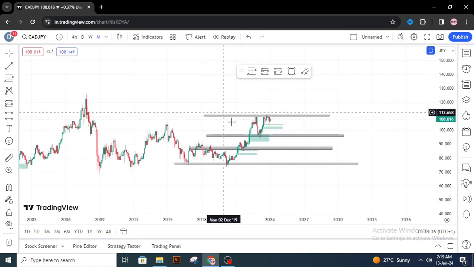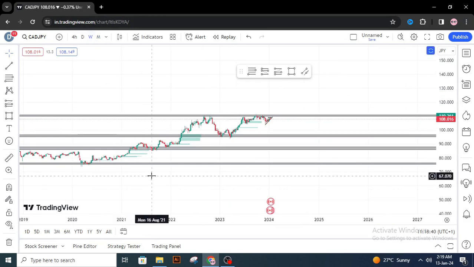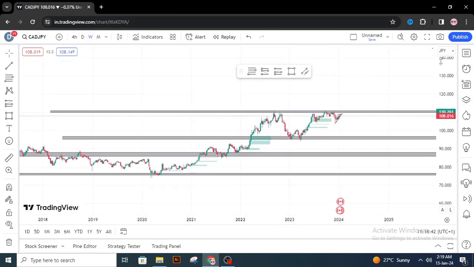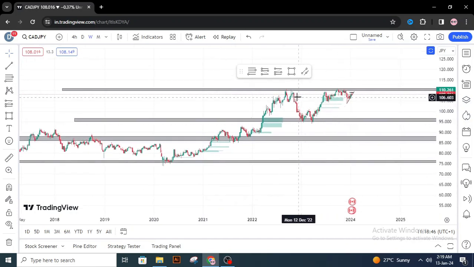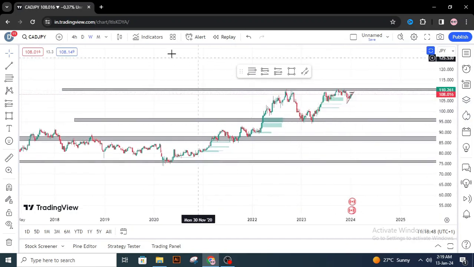So after you mark all these things, then come to a lower time frame to better understand what is going on there. Okay, so now as you can see, funny enough, I would love to trade this kind of trade because the price is actually making a move on a higher time frame.